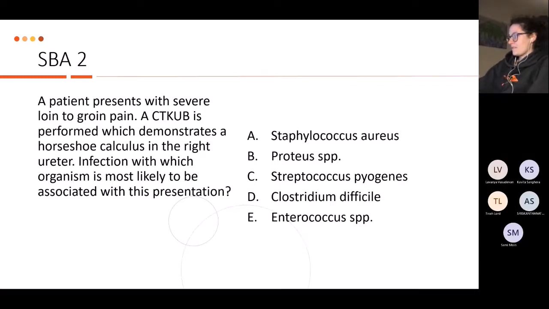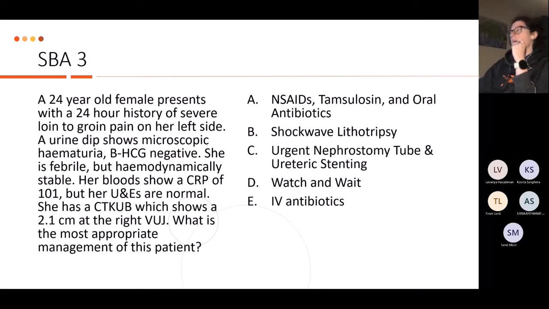Okay. So the answer here is actually B, Proteus spp. This is just something that if you don't know, write it down. And once you know it, just memorize, memorize, memorize. Then if this question comes up, you know the right answer. It's to do with an enzyme that the Proteus produces. It produces a urease enzyme, which increases some chemicals which can cause stone formation. And usually it causes large stones, i.e. horseshoe calculi. And final question for this section.